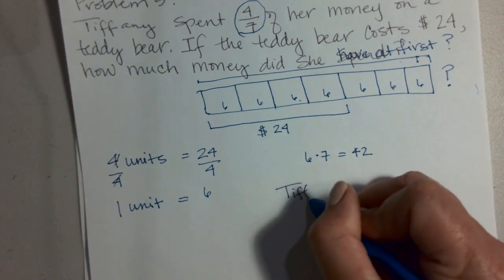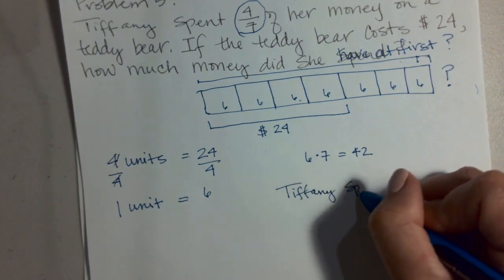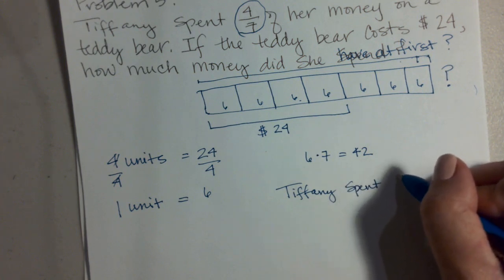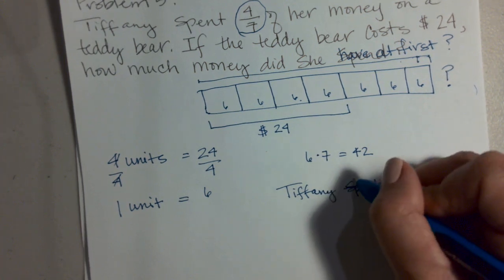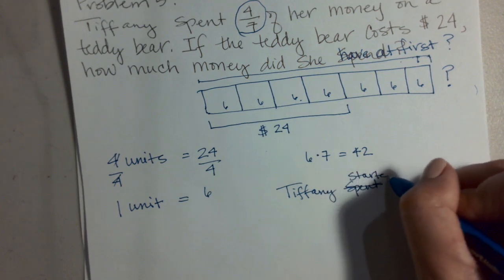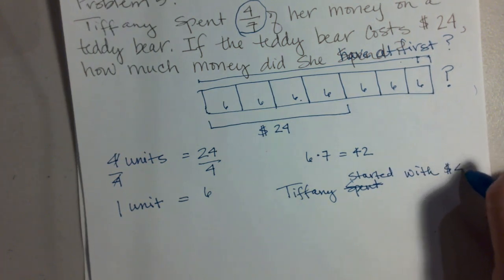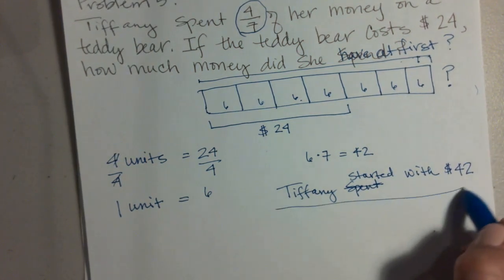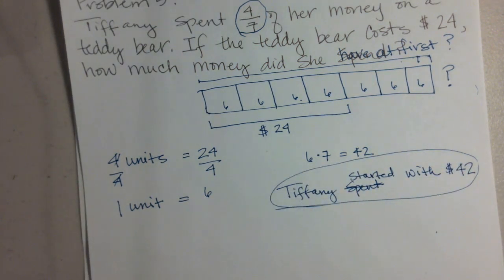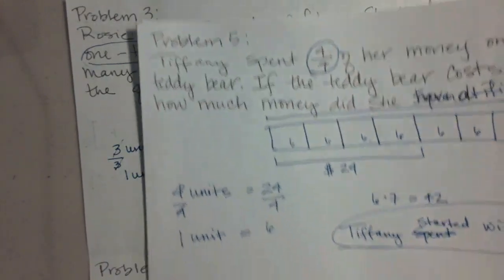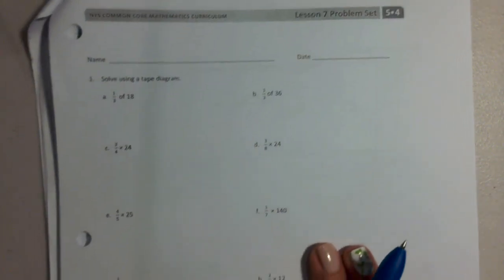Tiffany started with $42. That's the answer to the question: how much money did she have at first? All right, so that'll do it for concept development. Your job now is to go over here to lesson 7 and go to the problem set.